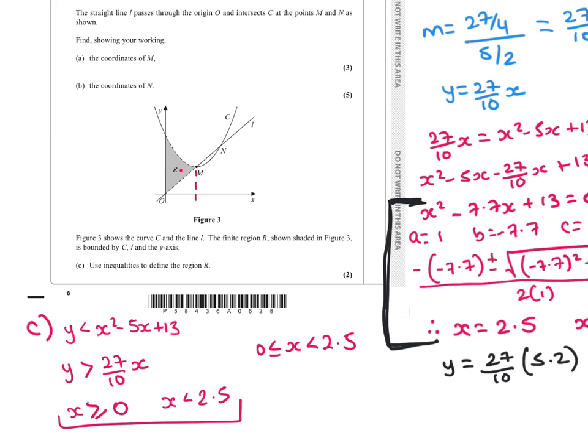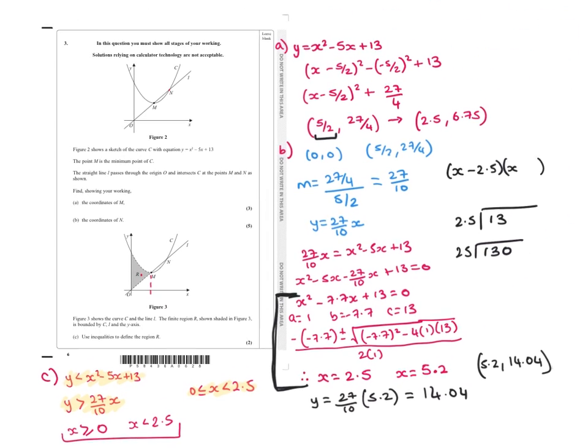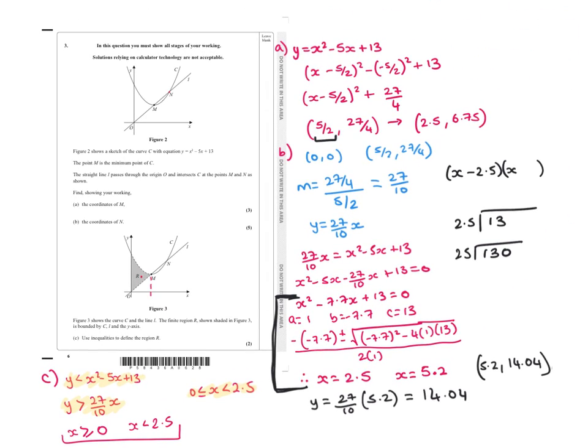And then we have y is greater than 27 over 10x. And we have y is less than or equal to x squared minus 5x plus 13. Okay, so again, make sure that you're really looking at the graph and what's going on. Perfect, so that's 2 marks for that.